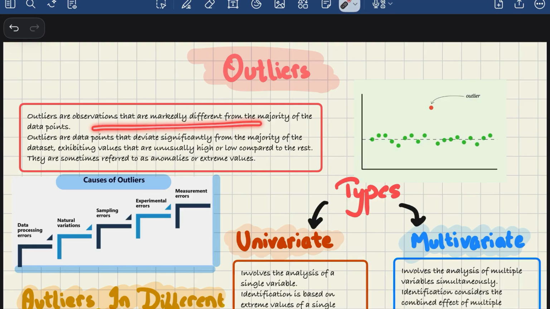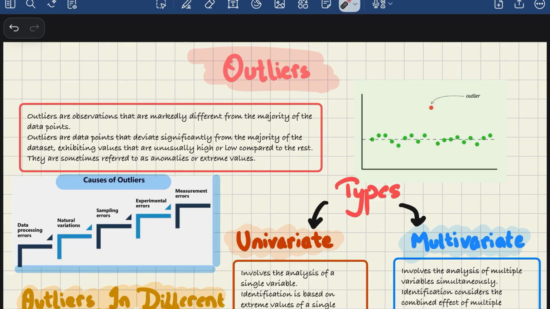So they are the observations that are markedly different from the majority of data points, and they deviate significantly from the data set. Okay, so they can be unusually high or unusually low compared to the rest of the data set, and they are also regarded as anomalies or extreme values. So you see, this is an outlier. These are the normal data set points, and you see one extreme value, right?